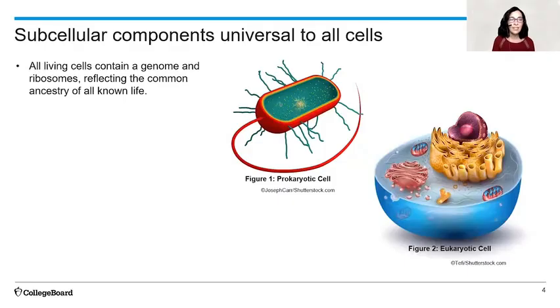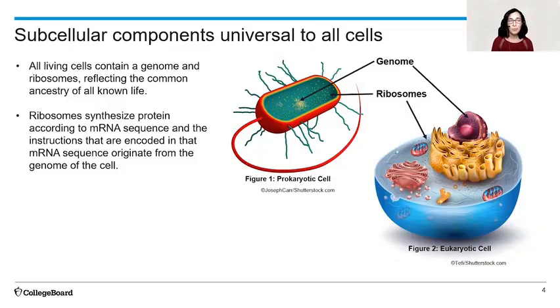All living cells contain a genome and ribosomes, reflecting the common ancestry of all known life. So we have a prokaryotic cell in figure 1 and a eukaryotic cell in figure 2. The presence of these two components in all known life makes sense because all cells have to have mechanisms to store and pass along their genetic information. Nucleic acids and ribosomes work hand in hand to get this job done. Ribosomes function to synthesize proteins according to messenger RNA sequences, and the instructions that are encoded in that messenger RNA sequence originate from the genome of a cell.